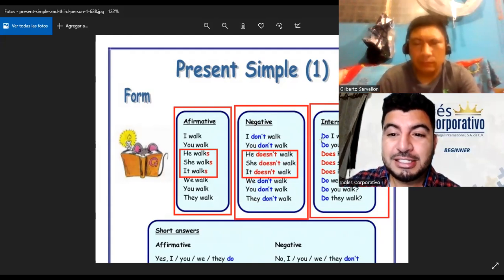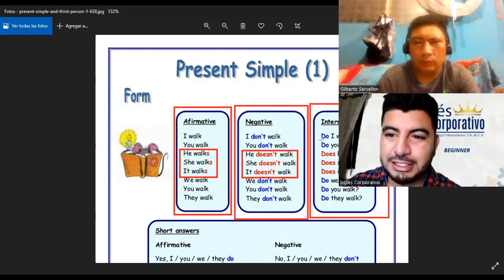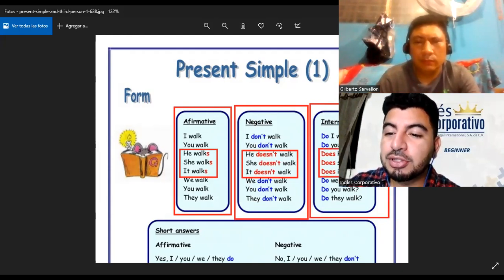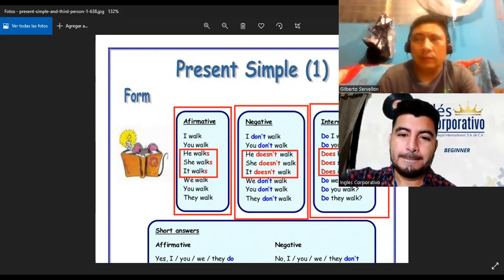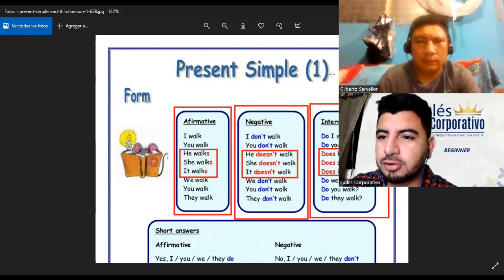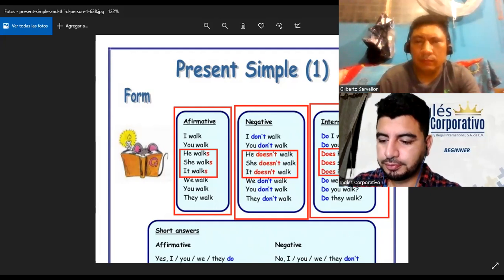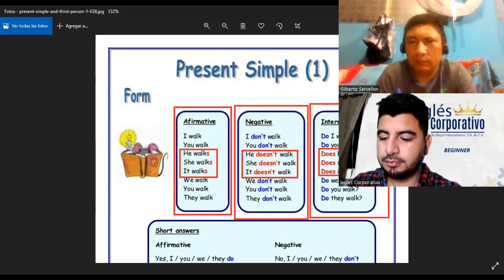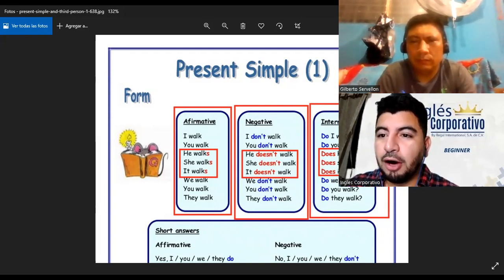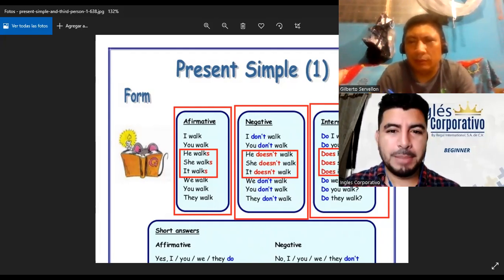En las preguntas siempre se utiliza do, pero para las terceras personas vamos a utilizar does. Does. Vale. Ahora, viendo eso, te voy a poner acá ciertos verbos. Ok, tenemos esto. Ahora que tenemos estos verbos, ¿puedes verlos acá? Muy bien. Vamos a hacer oraciones.